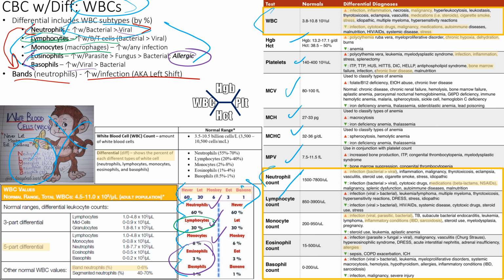So we'll explain why they're called bands, right? There's all kinds of differentials you can do. Basically, you just want to make sure I've got the "never let monkeys eat bananas" on my differential. And if you can throw bands in there too, cool, right? That's what's going to be on your differential. We talked about the reasons why your white blood cell count will go up, but now we're talking about different pieces of the puzzle here.